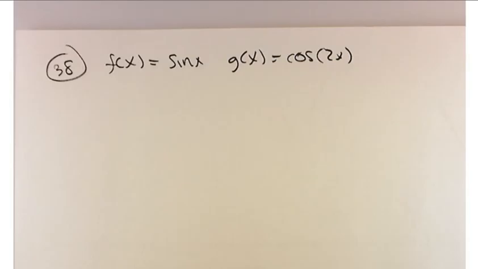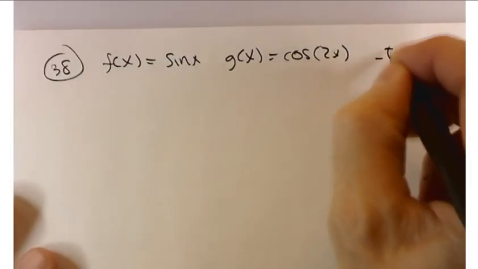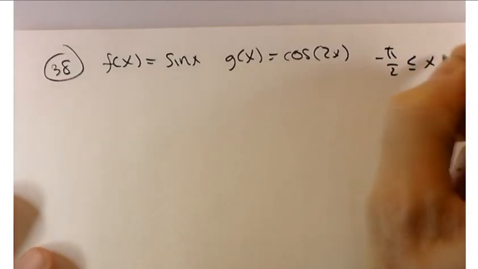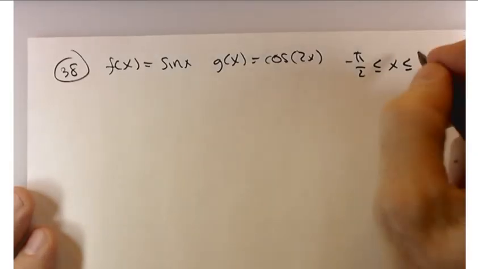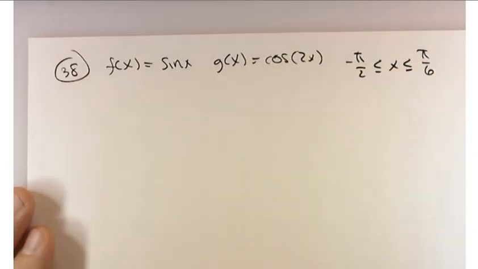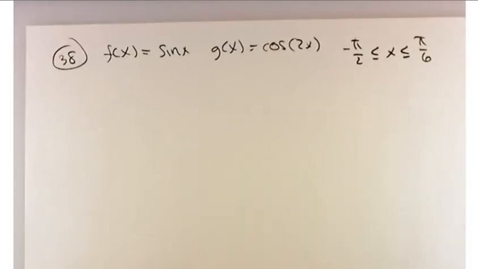And are we given the intervals? Yes, we're given the interval negative pi over 2 is less than or equal to x is less than or equal to pi over 6. Now, can anyone tell me which one's going to be the top function, which one's going to be the bottom function? Kind of hard. Yeah, we were just looking at it, so that might have helped. But in absence of that, then let's graph it.